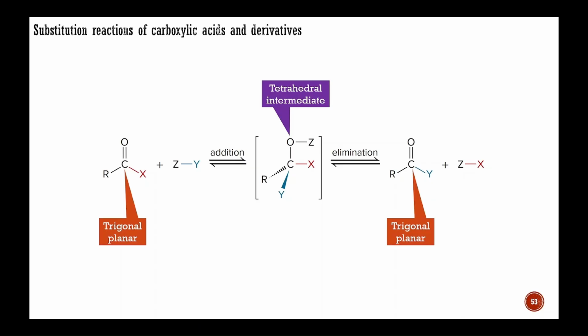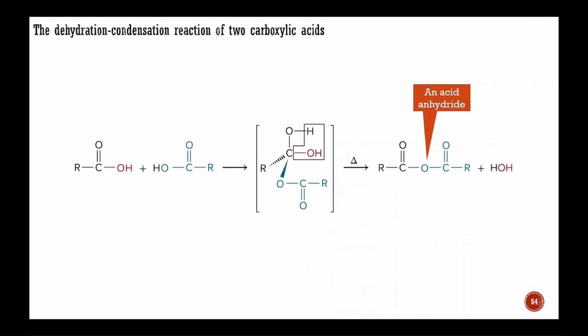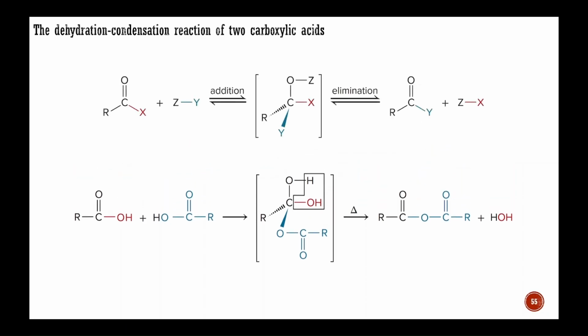Addition to the trigonal planar carbon atom gives an unstable tetrahedral intermediate, which immediately undergoes elimination to revert to a trigonal planar product. For instance, strong heating of carboxylic acid leads to the formation of an acid anhydride through a type of substitution called a dehydration condensation reaction. Viewing this reaction as similar to the one previously discussed, we see that the result is the condensation of two acid molecules into one, with the loss of a water molecule.